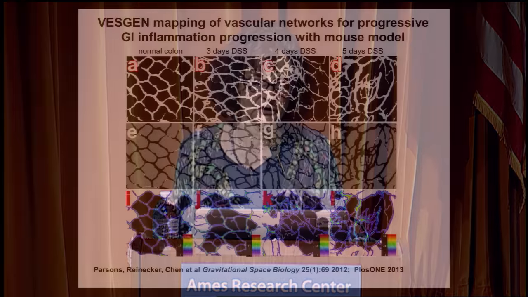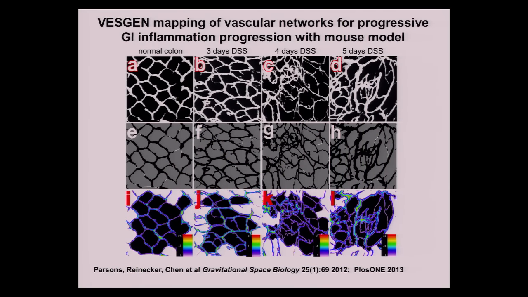So Dr. Reinecker, who is an oncologist, immunologist, at Harvard studies GI inflammation and its regulation with really superb intravital imaging. So he sent us his images, and we have analyzed this with the network option of the VestGen, in which you can see clearly the increasing inflammation and really the increasing irregularity and disorder of our normally very regular vascular networks.